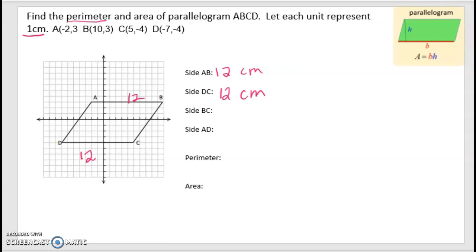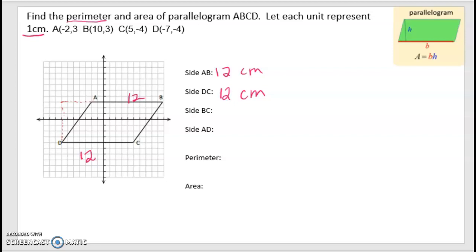Now things get a little ugly when we have the slant going on. So we want to find the length between AD. And you can either choose to do the distance formula or the Pythagorean theorem. So if you were doing the Pythagorean theorem, you would create your drop down, your vertical, and you'd create your horizontal side so that you have your A and your B, and you're ultimately solving for C.